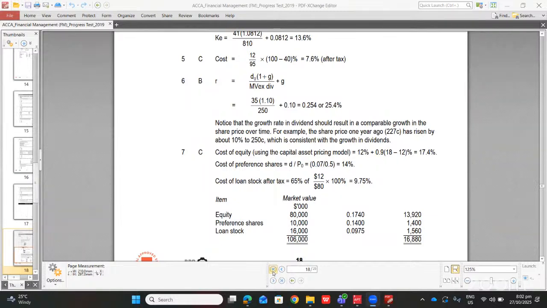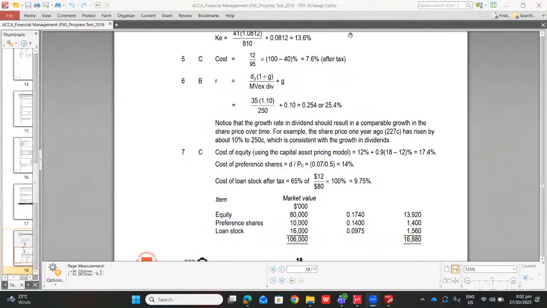So you could simply do 17.4% times 80 over 106, plus 14% times 10 over 106 for the preference share. For the loan stock, 9.75% times 16 over 106. And then you would get your weighted average cost of capital of 15.9%, which is C for question 7.